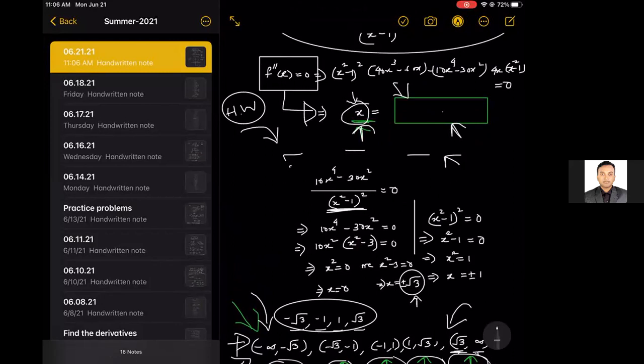Your pre-class assignment would be to solve the second derivative, find the x values, and subdivide the intervals using these x values like the way we have done here. Okay. And we'll start from this graph, this particular graph tomorrow.